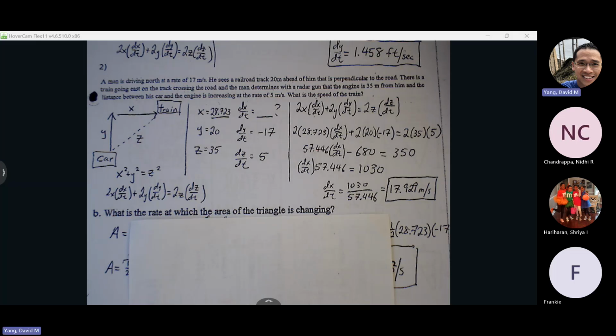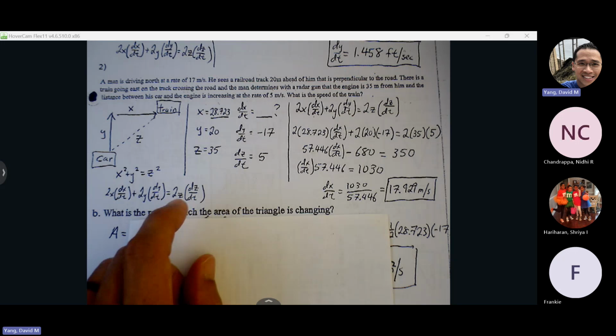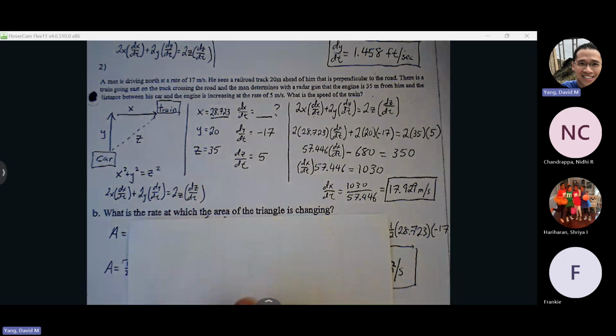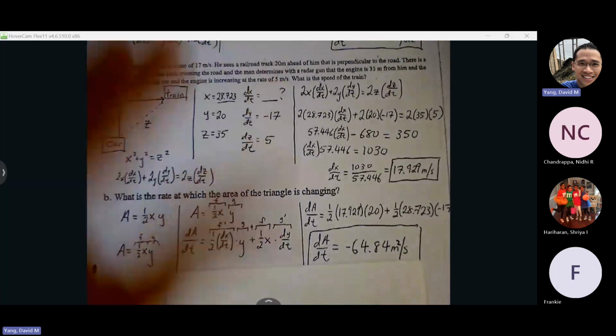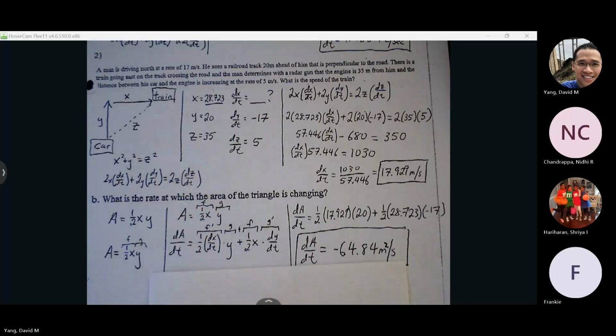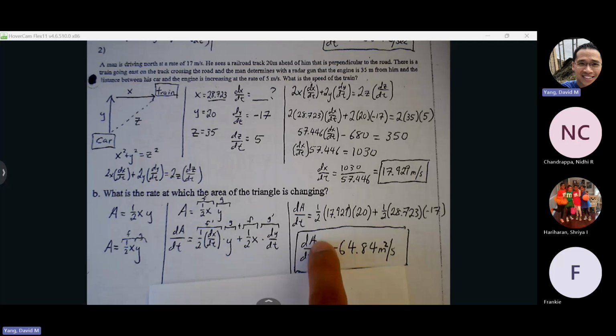Part B, at what rate is the area of the triangle changing? So area of a triangle, in this case, my area is 1/2 base times height. My X and Y represent the base and the height of the triangle. And this one, we're going to need product rule to get through. So f prime g plus f g prime. But once you get through product rule, the rest can plug in nicely from all the values that we found from part A. And then be careful with your units of measure. Area is in terms of meters squared, and time is in terms of seconds.